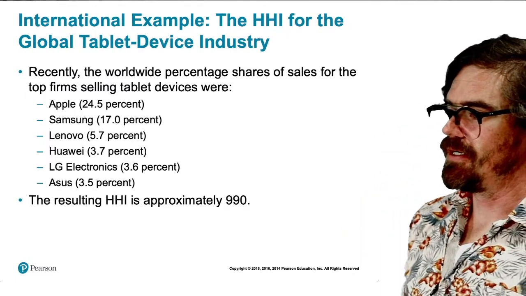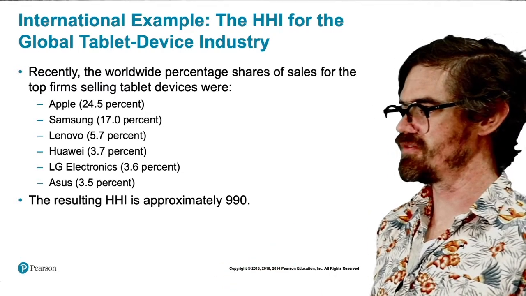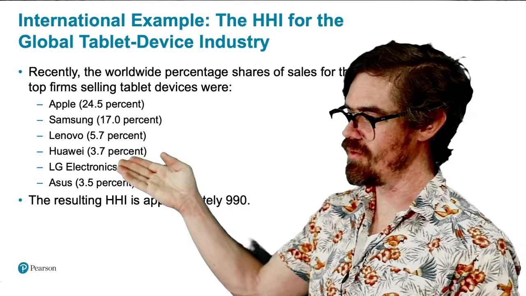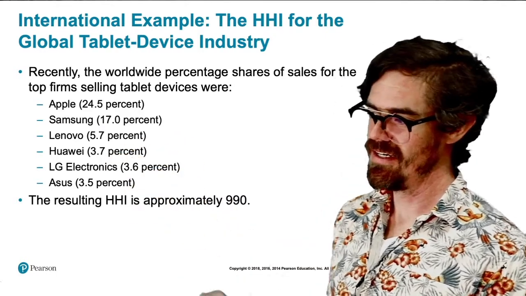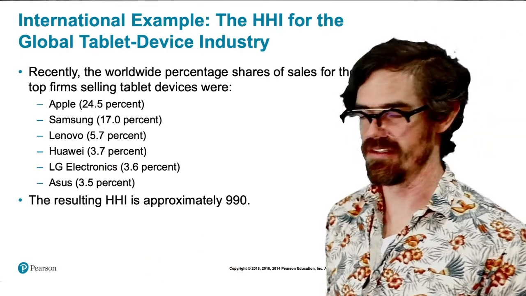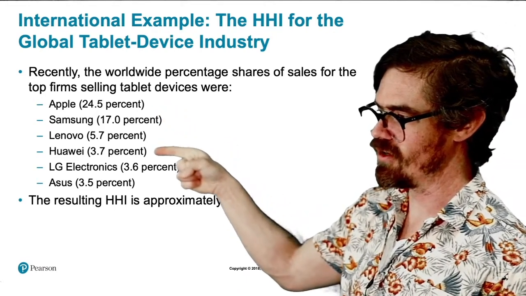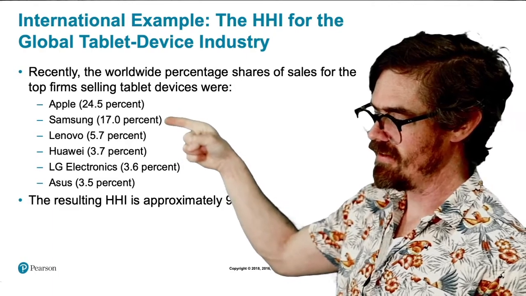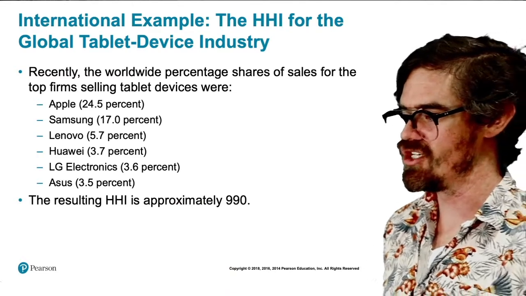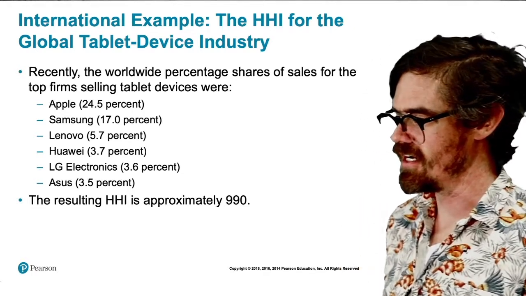All right, so looking at the HHI, recently the worldwide percentage shares of sales for the top firms selling tablet devices were Apple, Samsung, Lenovo, Huawei, LG, and Asus. And so basically the way that you would calculate this, even though I'm not asking you to know this, is you would just square each of these for the top 4 firms, right? You would take this squared, and this squared, and this squared, and this squared, and add them all up, right? That's how you would calculate the HHI. And so for this industry of tablets, the HHI is approximately 990.